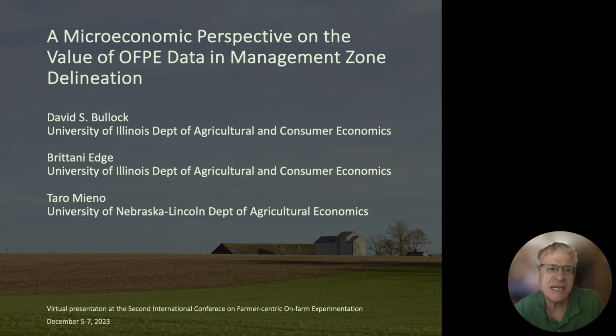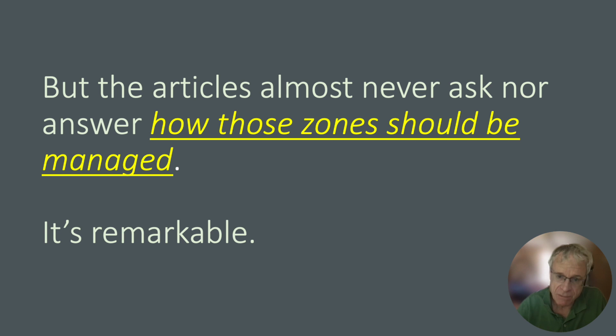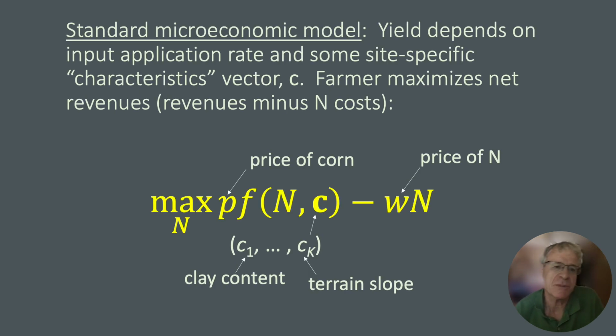This paper is about management zones by David Bullock, Brittany Edge, and Taro Nieno. There's a huge literature, hundreds of articles out there in the precision ag literature about management zones. But the problem with the literature, at least one real weakness, is that almost never do those papers say how management zones should be managed. So let's take a microeconomic perspective of this.